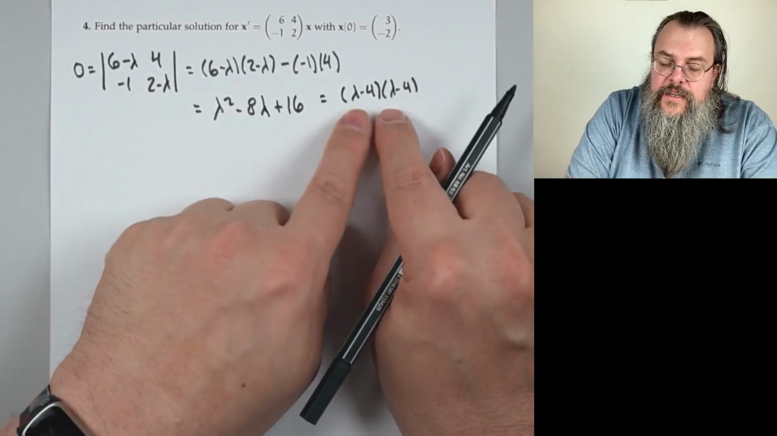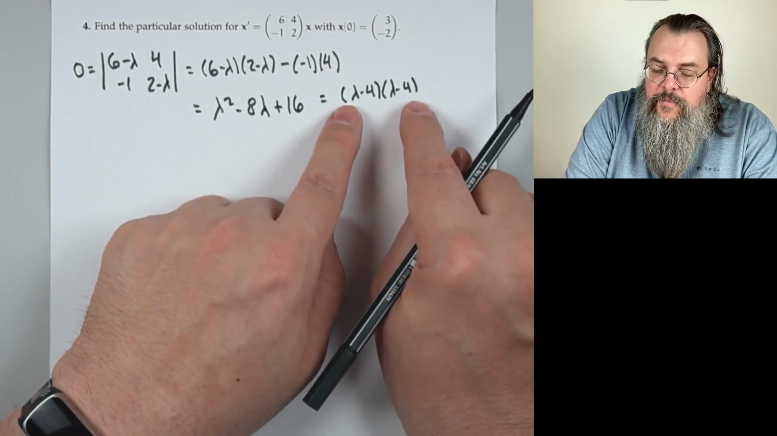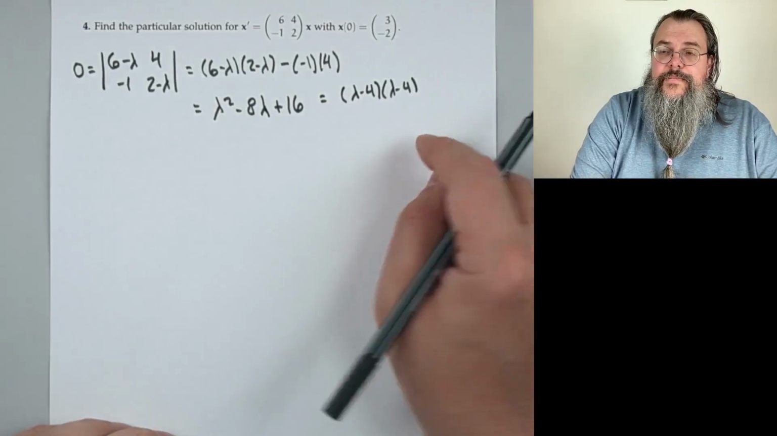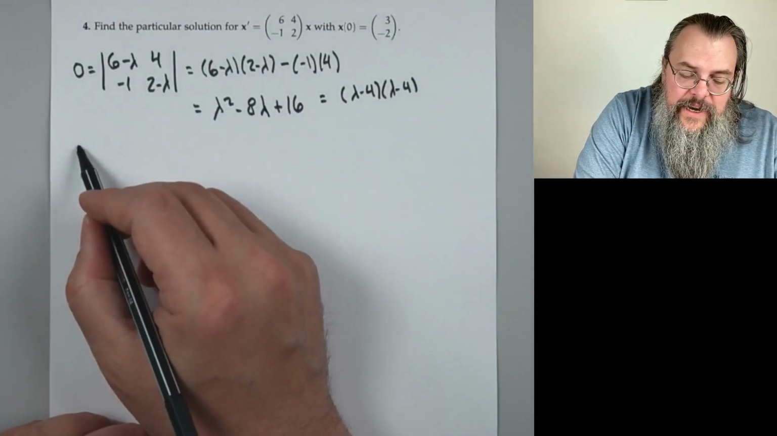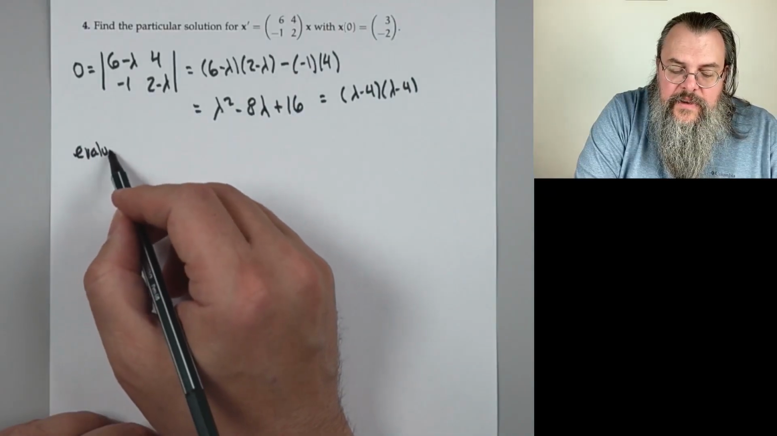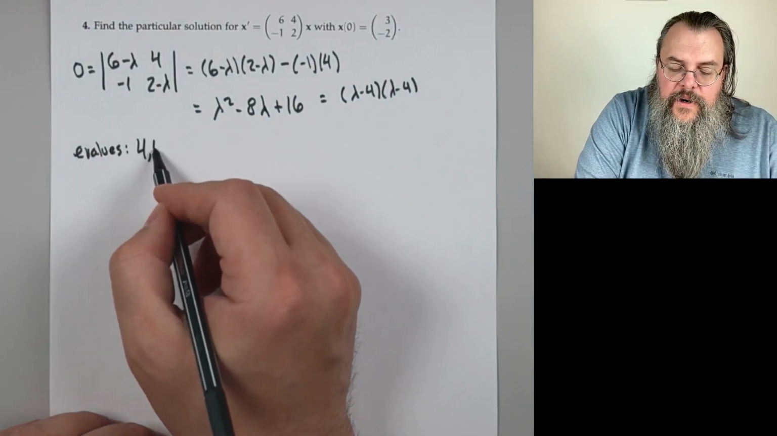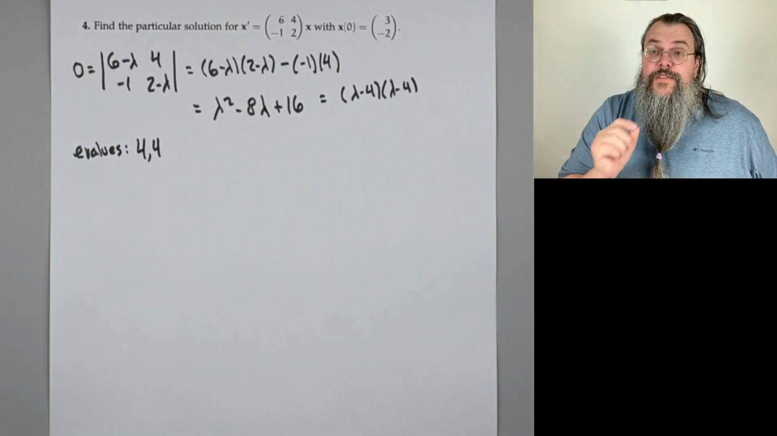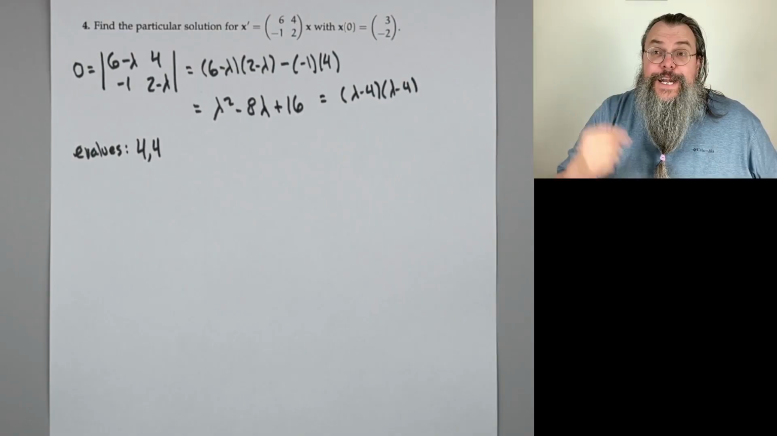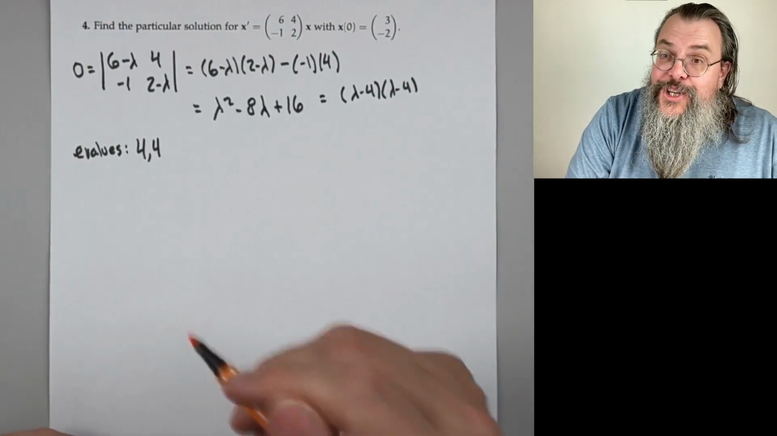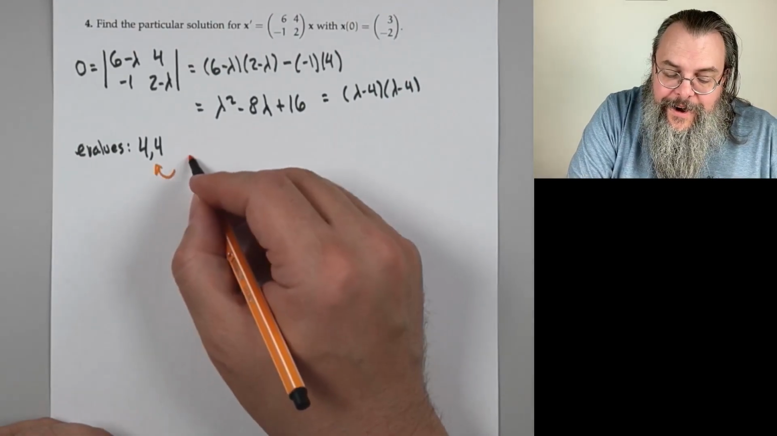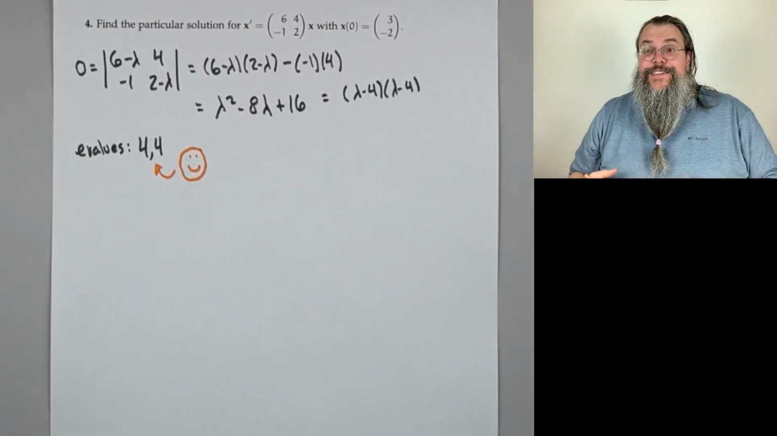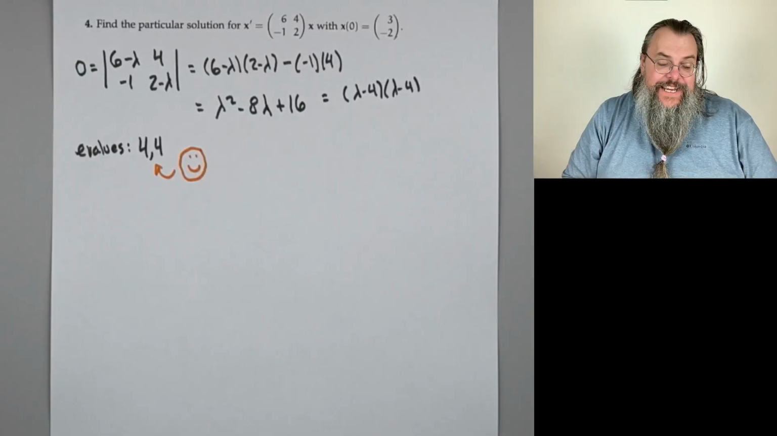Of course, good to check. Lambda squared, yes. Minus 4 lambda, yes. And plus 16. Now, what does this mean? It means our eigenvalues are 4, 4. Repeated eigenvalues. When we see repeated eigenvalues, in our mind, emotionally, we are like, yes, we are in our happy place. It's a happy place to see repeated eigenvalues.